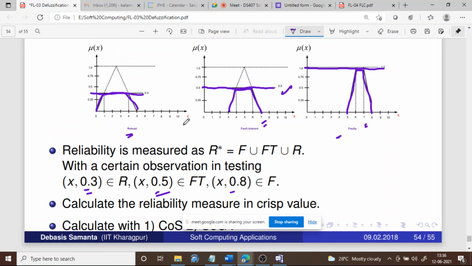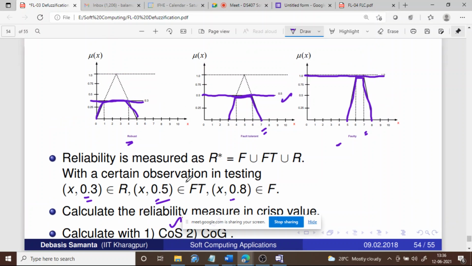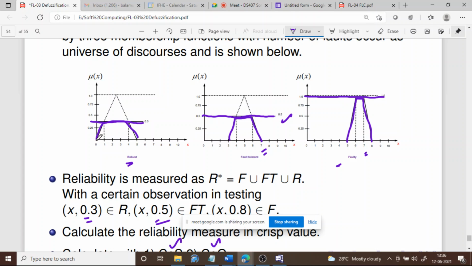Now we want to convert this to a crisp value, so we are asked to convert using the COS technique and the COG technique. If you apply the COS technique, center of sum technique, what you should do, you have to find the area of this, which is a trapezoid, right? First you find the area of this trapezoid and find the middle point of this. The middle point of this is 2.5, and we call this area A1. Okay. Then this is also a trapezoid. Find the area of this trapezoid. Okay. And the middle point is 5. 5 is the middle point.